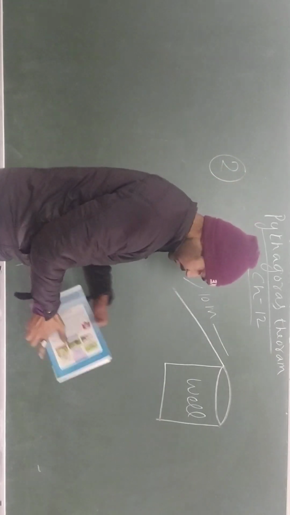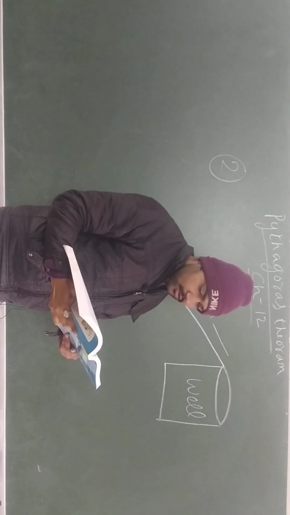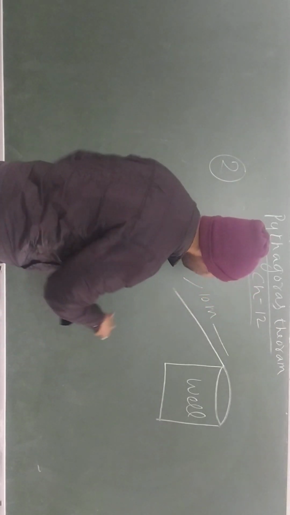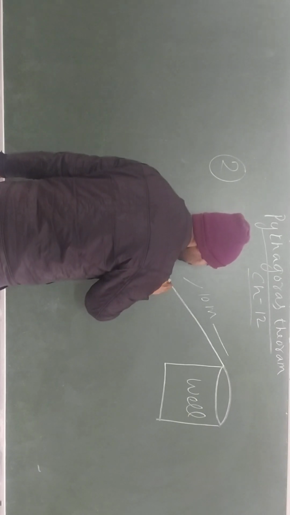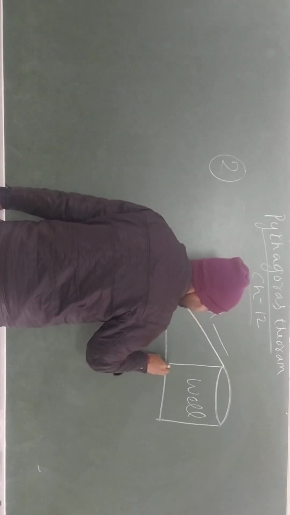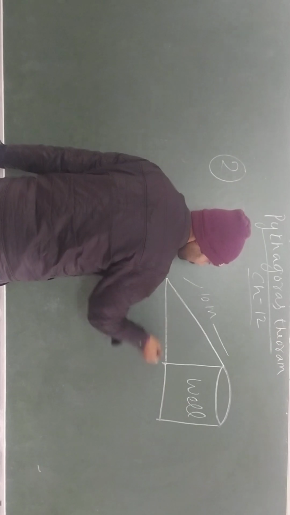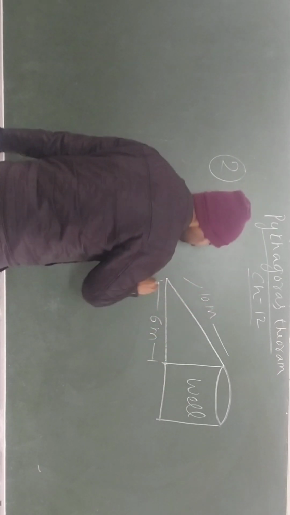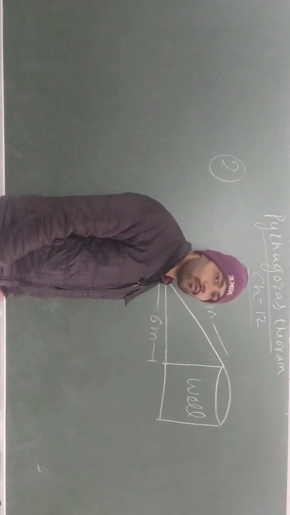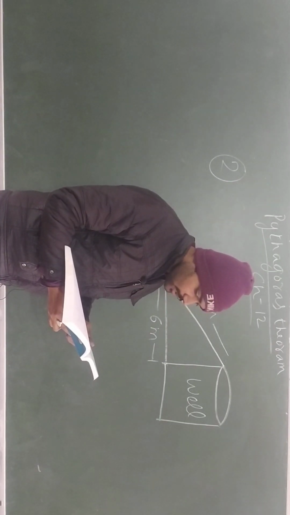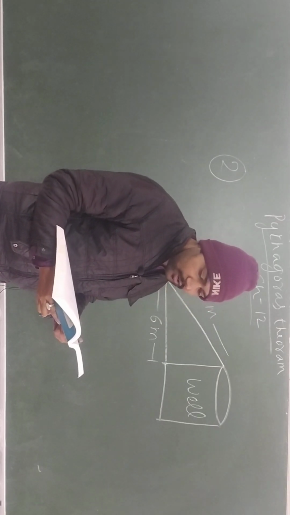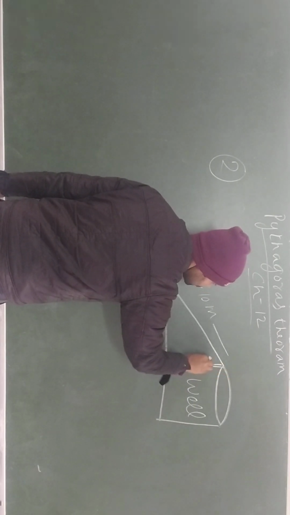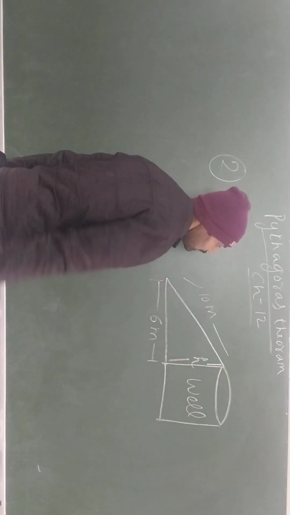Okay. Now what? Now they are saying against a vertical wall, 6 meter away from the base. 6 meter away from the base of the wall, है ना. So see here, this is the base of the wall, and it is how many meters? 6 meter away, है ना. This is 6 meter away from the wall. What we have to find? We have to find the height of the point on the wall where the top of the ladder reaches. We have to find this. Understand?